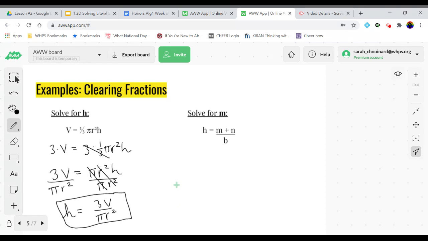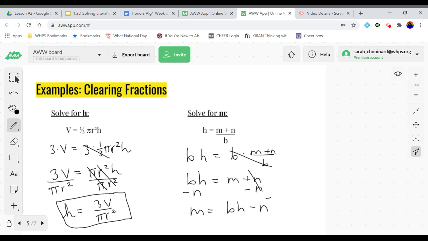All right, same thing here. We want to get rid of the fraction. So we're going to multiply both sides by b, which is great because now the denominator b is gone. So b times h equals m plus n. And if I'm solving for m, all I have to do is subtract n to isolate it. And so I get that m equals b h minus n.